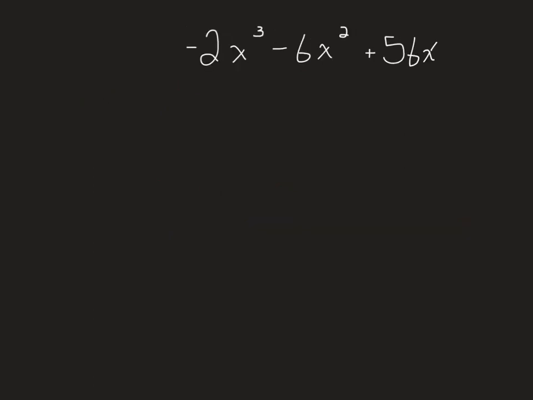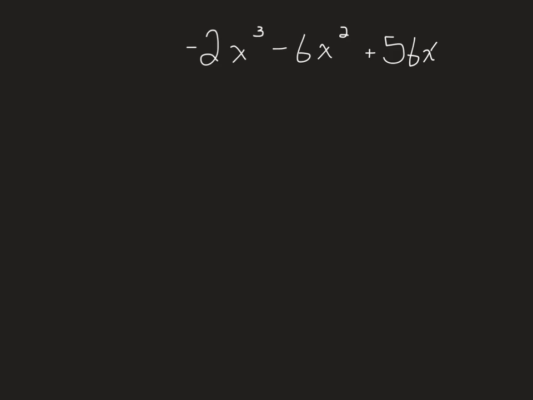And I have one more example for you. Again, first things first, make sure you are in standard form. We have negative 2x to the third minus 6x squared plus 56x. So again, we can see that it is in standard form, but my leading coefficient is not 1.